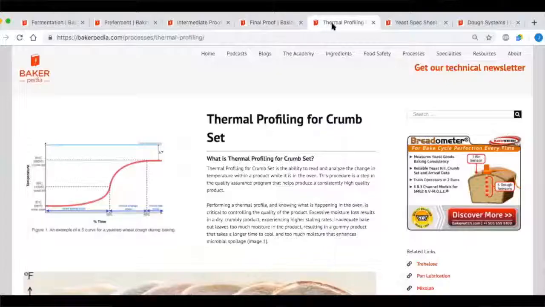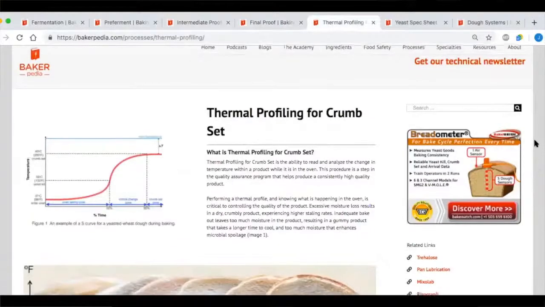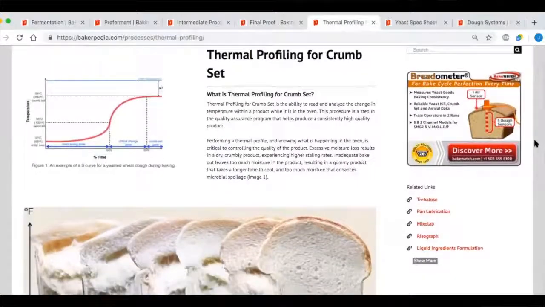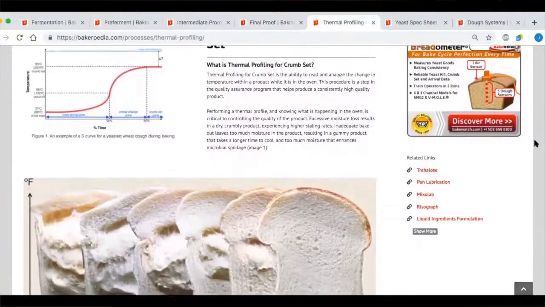Want to learn more about this? Go to our thermal profiling page and you get to read more about oven spring.